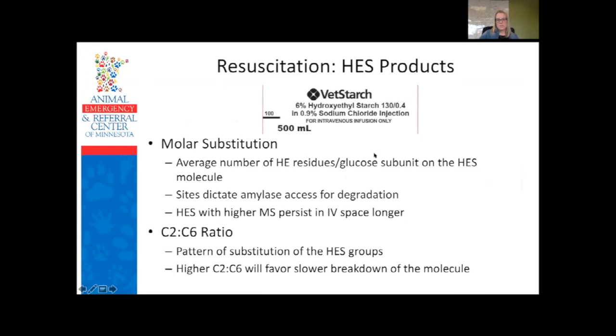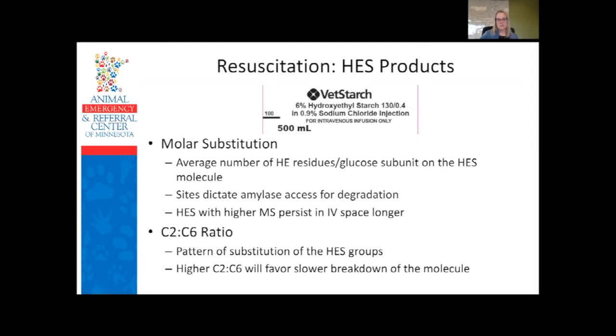And then the next thing on the label is that molar substitution, which we briefly talked about. It gets pretty nitpicky, but basically what it's referring to is the average number of these hydroxyethyl residues on this big molecule. And the number of these residues dictate how easily amylase can get to that molecule for breaking it down. So it's really quite fascinating. But basically what you need to know about that is the higher the molar substitution, the longer that persists in the intravascular space. So these numbers tell us how long this product is going to stay within the body.